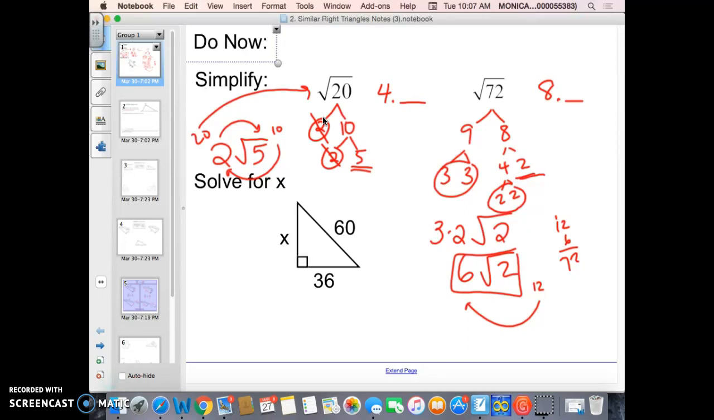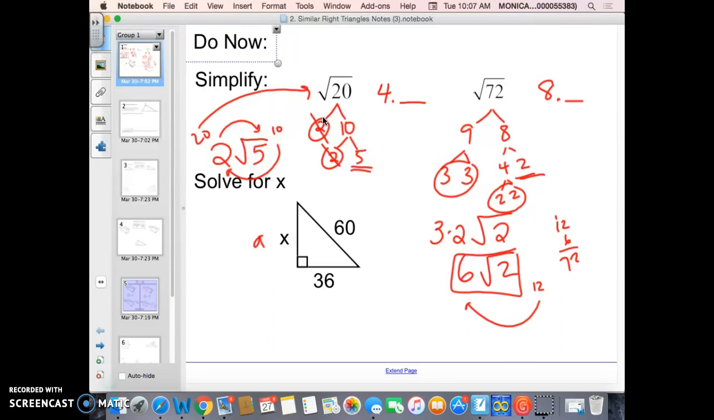Now we're looking at solve for x. This is a right triangle. I don't have any information about any angles other than the right angle, and so therefore I cannot use trig to solve this. I actually have to use the Pythagorean theorem.